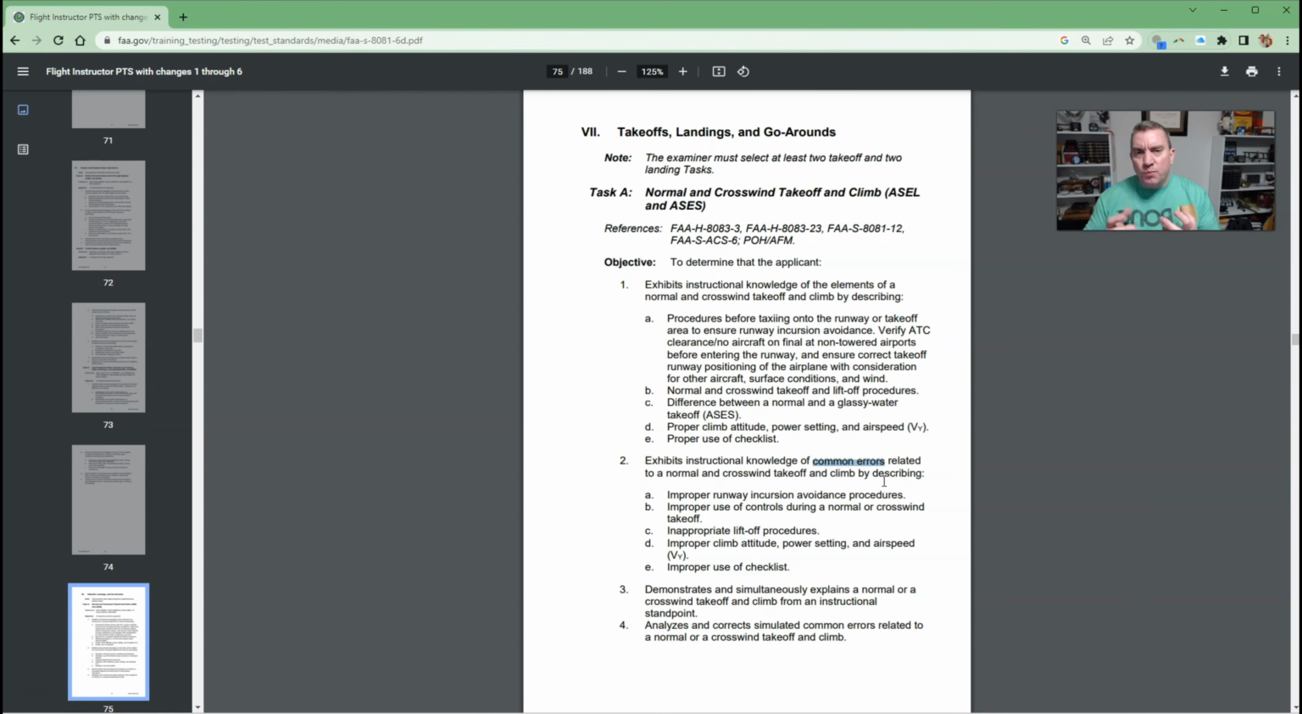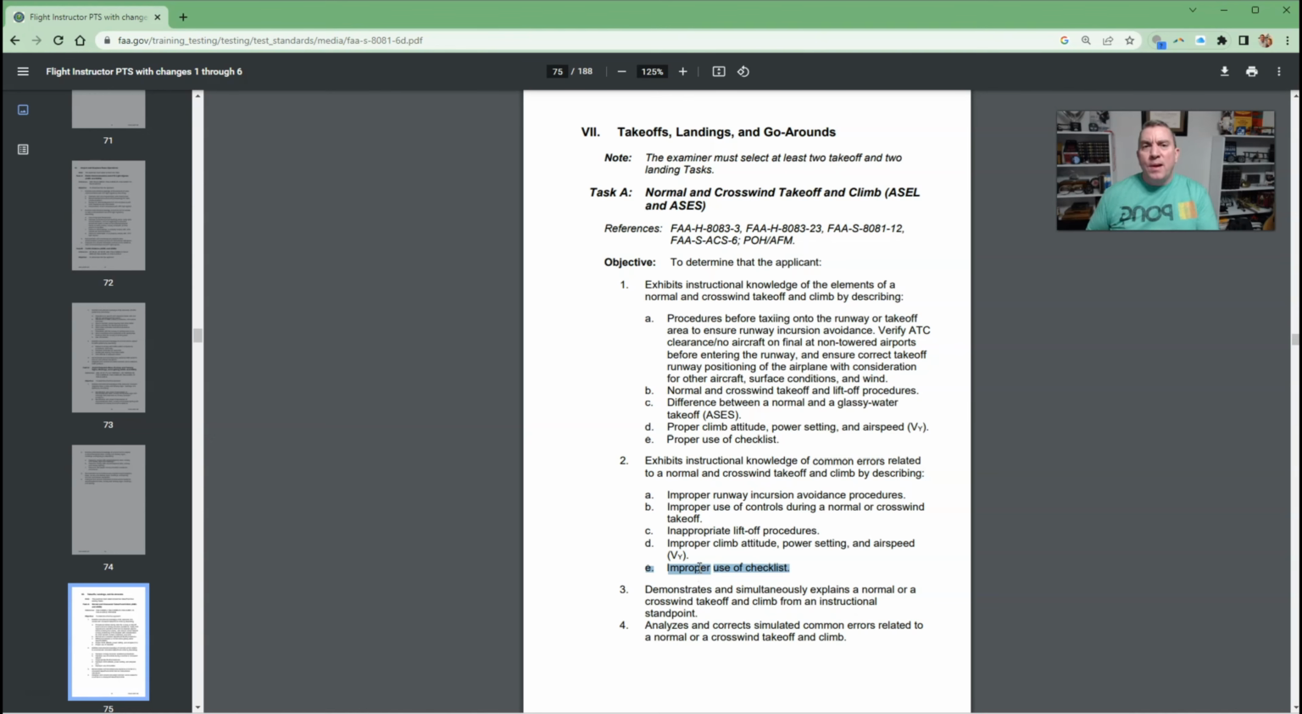And here's the next point. If you look at the items in 1 A through E, and you get 2 A through E, normally the items in line 2 are like the anti-item of line 1. Like, for instance, line E here says that you need to talk about proper use of a checklist. And so you can imagine what would be the anti of proper use: improper use of a checklist.